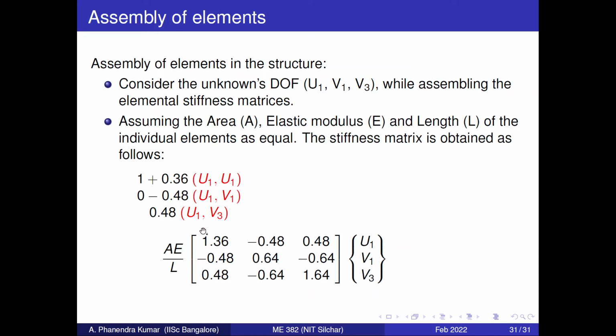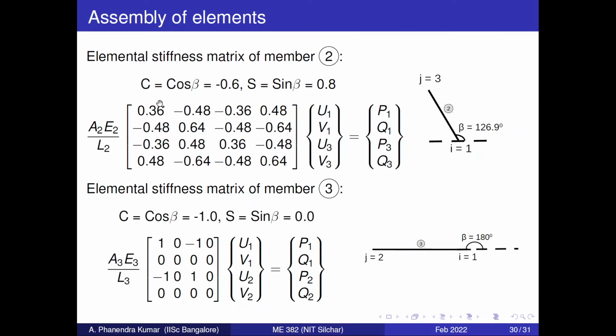So we need to find the first element where the combination of u1 should be there. Combination of u1. If you consider here, this is a column of u1, right? And this is a row of u1. So 0.36 is an element which corresponds to u1 comma u1. So in member 3, this row corresponds to u1 and this column corresponds to u1. So this element is u1 comma u1.